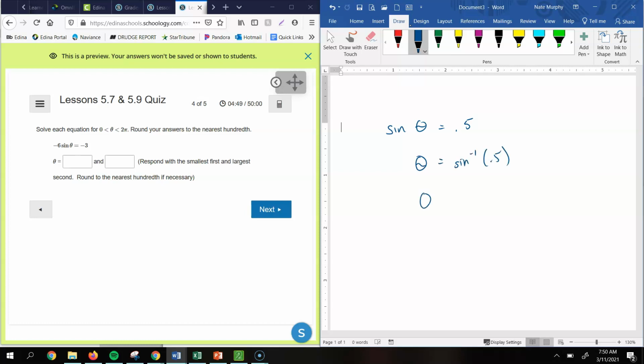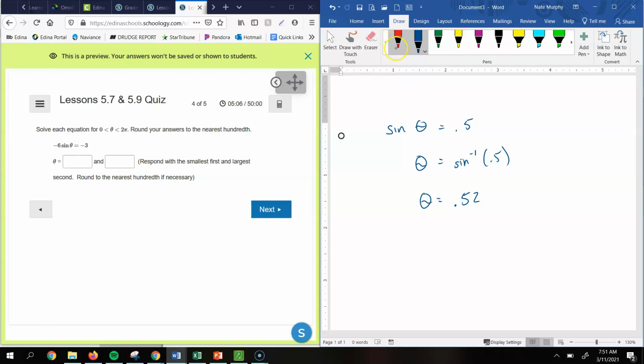So to get our answer, to figure out what one of the values for theta would be, we're going to take the inverse sine of 0.5. Now again, it's important that you make sure your calculator is in radian mode and not in degree mode. When we do that, rounding to the nearest hundredth, we get 0.52.